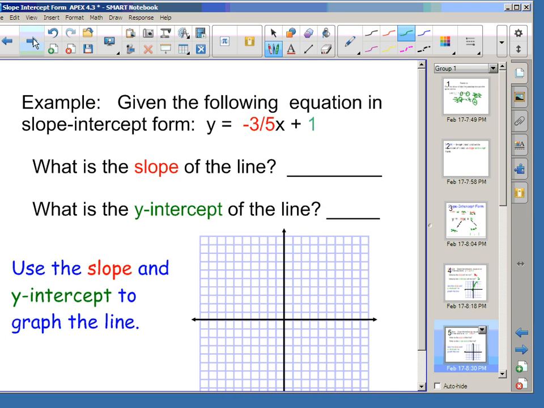All right, so let's try this one. y equals -3/5 x plus 1. What's the slope of the line? The number in front of the x, that's your -3/5. What's the y-intercept? That's your 1. Notice it's a negative slope, so from left to right it's going to go down. We go to 1 on the y-axis, go down 3 over 5, and there we go.